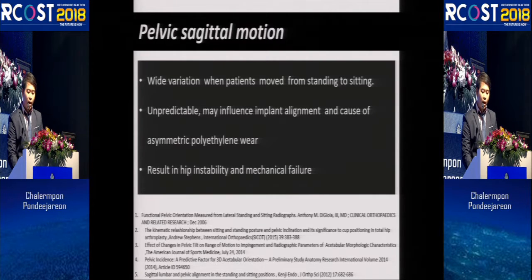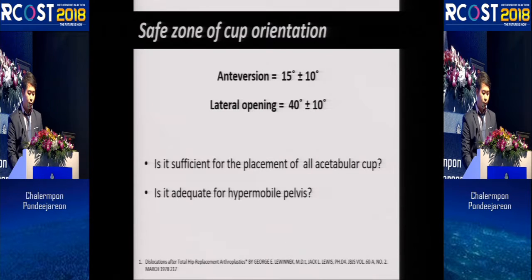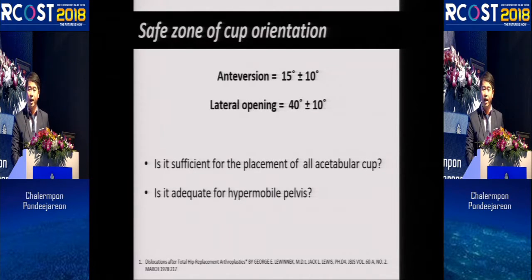So, to summarize, pelvic sagittal motion varies widely when the patient moves from standing to sitting position. It is unpredictable, may influence implant alignment and cause asymmetric polyethylene wear, resulting in hip instability and mechanical failure. As you know about the safe zone of cup orientation, anteversion should be 15 plus or minus 10 degrees, and inclination should be 40 plus or minus 10 degrees. Are they sufficient for all acetabular cups, particularly in a hypermobile pelvis such as in DDH?